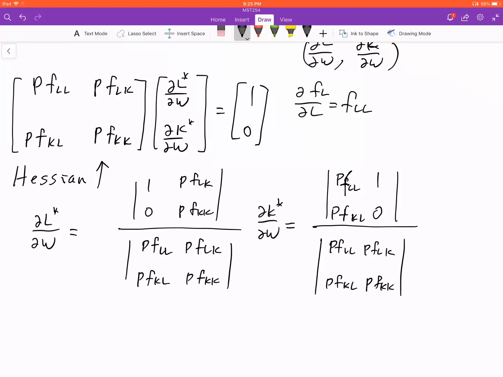And then we have the formula for both comparative statics terms. All right, that's all.